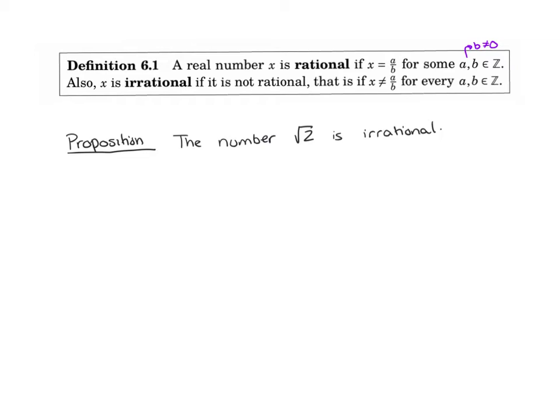All right, so to show the square root of 2 is irrational, I'm going to use this proof by contradiction. So I'm going to assume the opposite and assume the negation. The opposite of being irrational, the negation of being irrational, is that it's rational. So I assume the square root of 2 is rational.